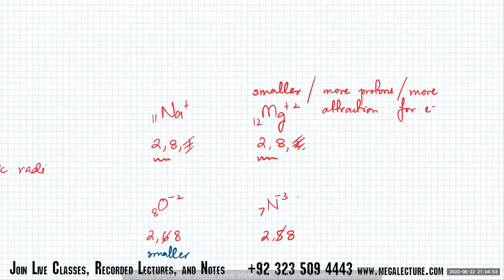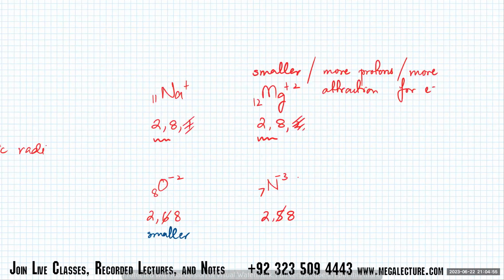Why? Because it's got more protons, or more nuclear charge. And this is the one that's going to be the larger one because it's got fewer protons. Okay. So remember this: when you have the same electronic configuration in ions, you can figure out based on the number of protons who's the bigger one and who's the smaller one. Is this clear?